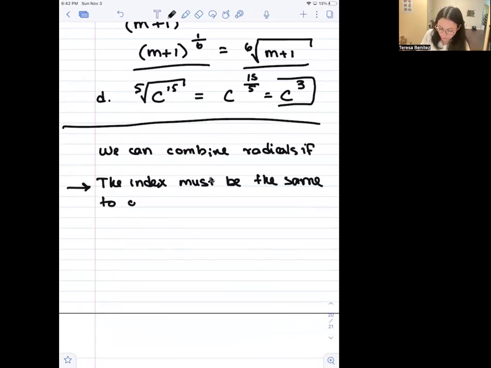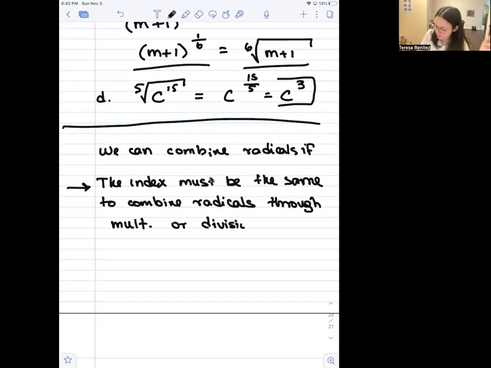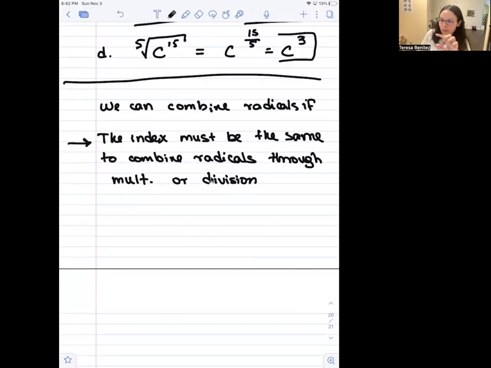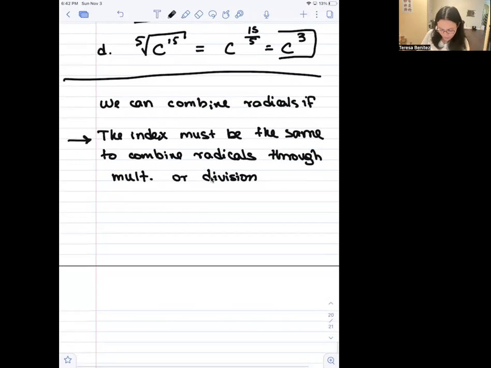Must be the same to combine radicals through multiplication or division. I don't like to do this, but gotta move on. All right, so the index, remember that is outside of my radical. Now the index and the radicand must be the same to combine them through addition or subtraction.